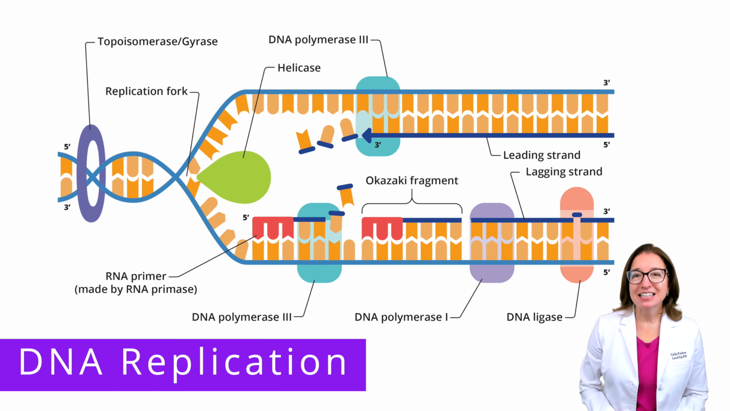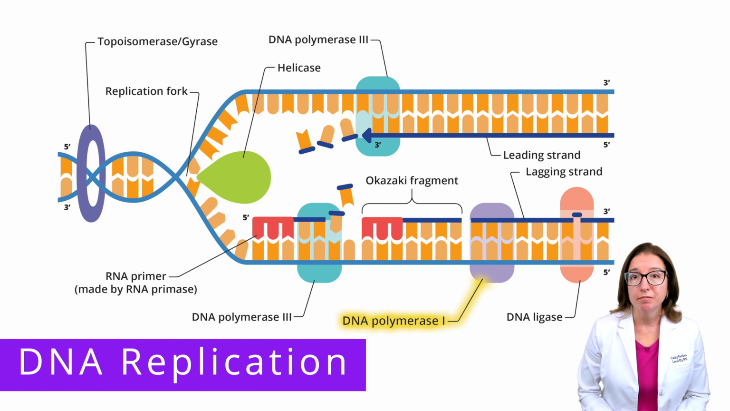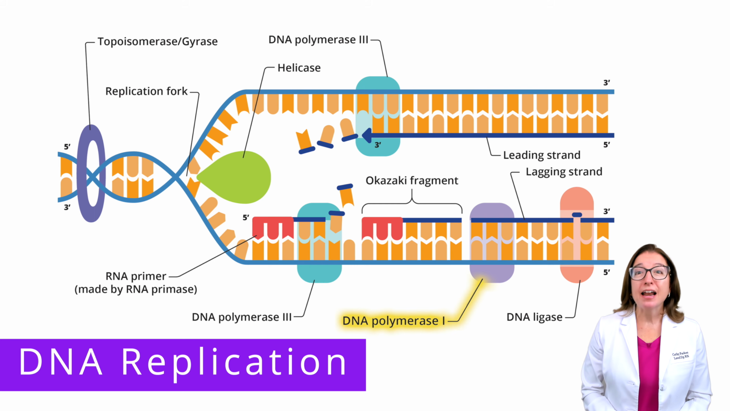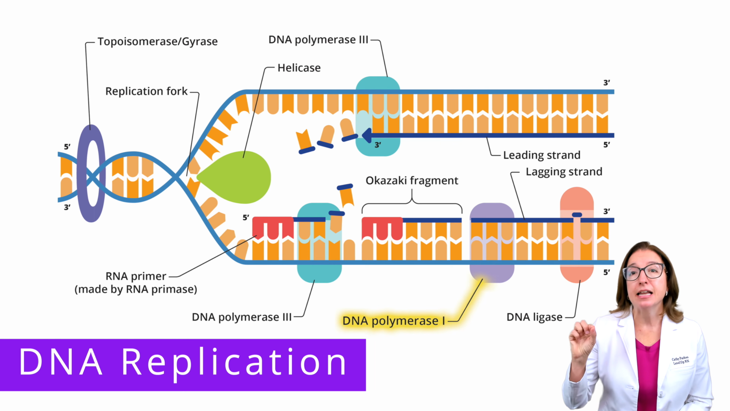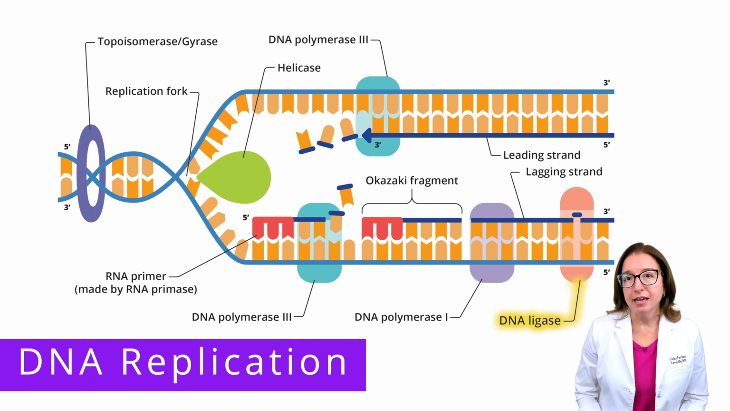As DNA synthesis continues, the RNA primers, including all those RNA primers on the lagging strand, are replaced with DNA. This is done by an enzyme called DNA polymerase 1. It's important to note that after replacement of the RNA primers, there will be little nicks in the newly synthesized DNA strand. And those nicks need to be sealed by an enzyme called DNA ligase, which joins the DNA segments.